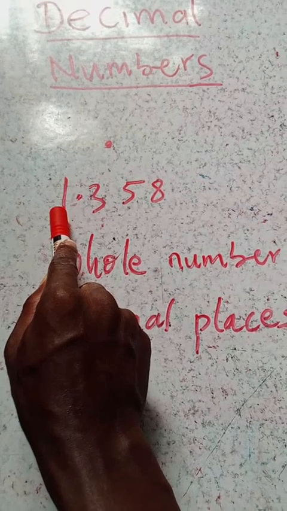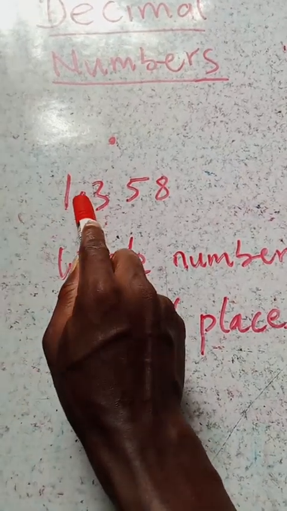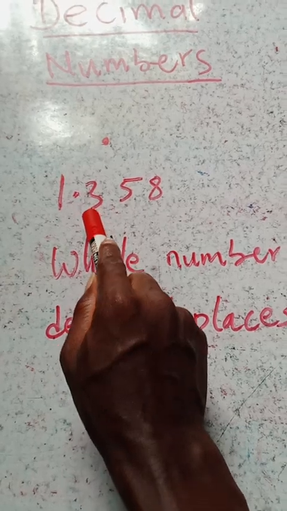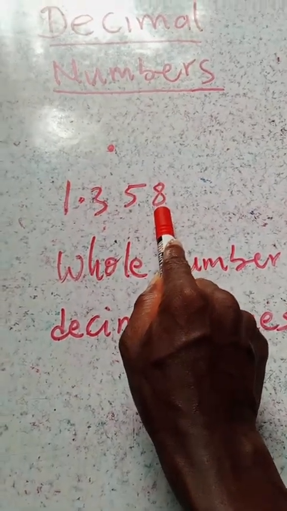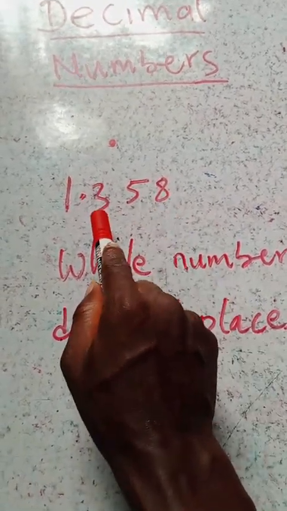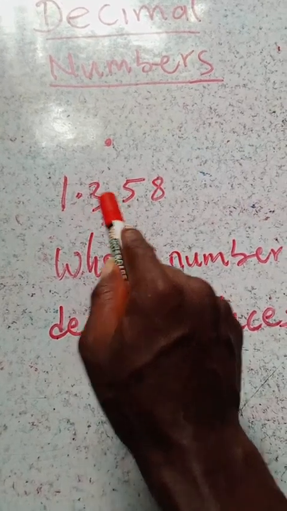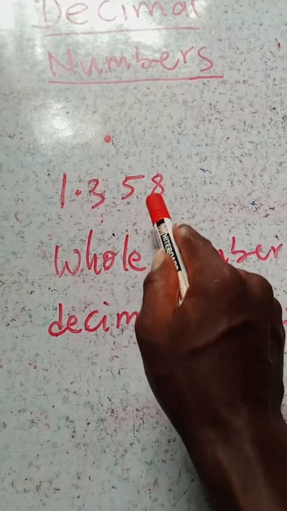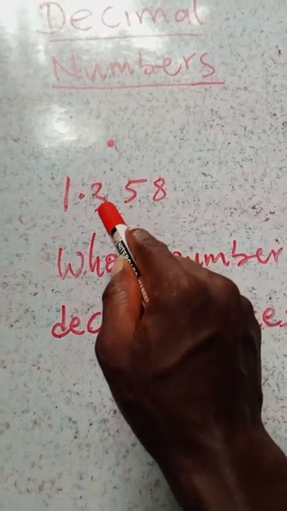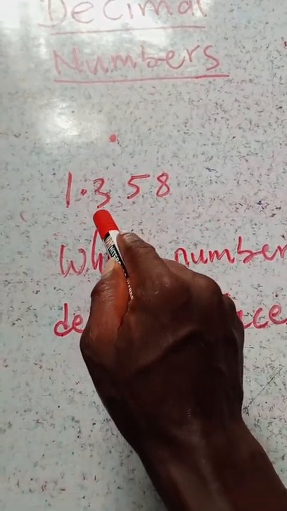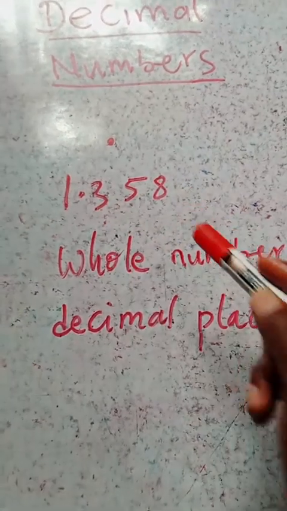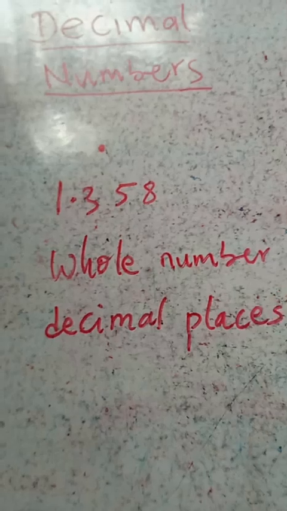1. Now after the decimal point, we have one, two, three figures there. So the number of figures after the decimal point is 3. So it means that the decimal places are 3. 1, 2, 3. Is it simple? Yeah, I think it's simple.